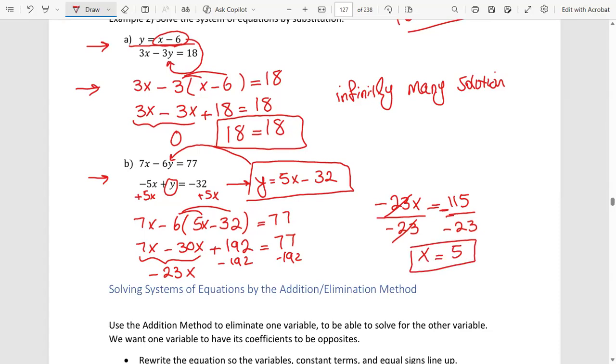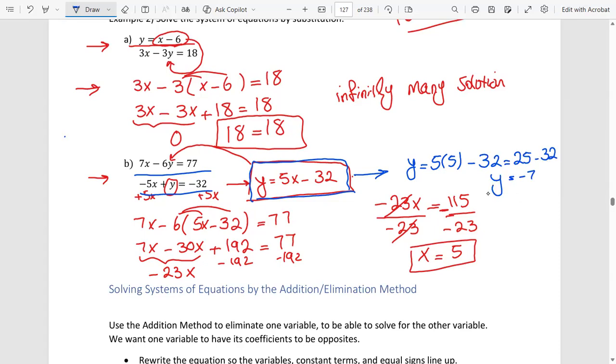We found the x. Now it's time to find the y. So we go back to the equation where we isolated the y and replace the x by 5. You can replace it in any of these equations, but since y is by itself in this one, it's the easiest. So replace the x by 5. 5 times 5 is 25. 25 minus 32 is negative 7. So x must be 5, and y must be negative 7. The solution for this system is 5 and negative 7.